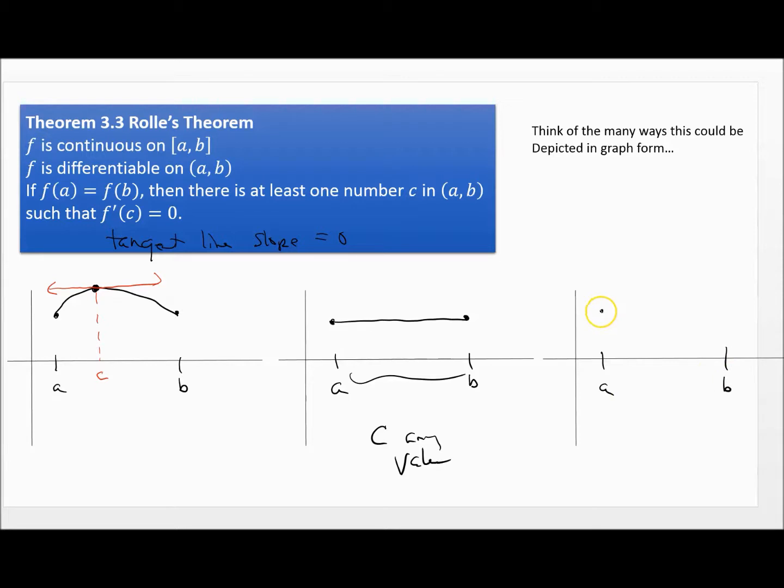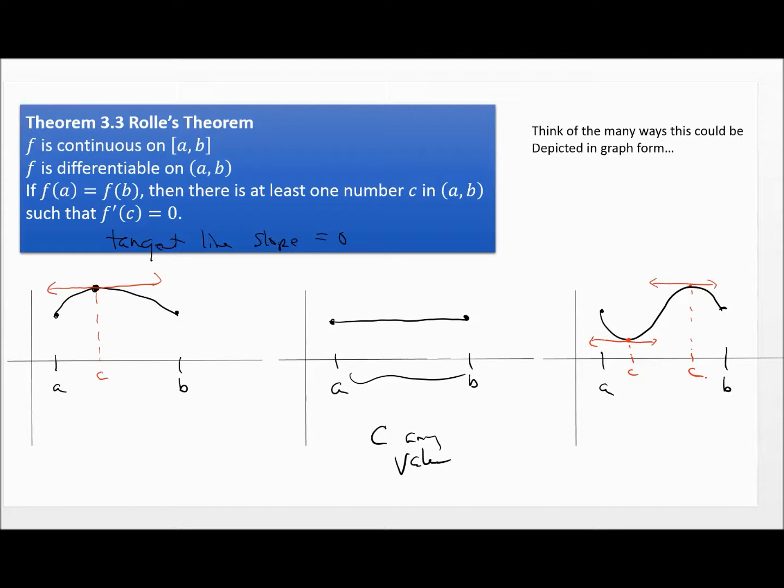What if I draw some kind of super curvy line? Again, keep in mind f of A has to equal f of B. So I go down and I go up. Now that is a continuous function, you agree. It is differentiable because there's no corners or vertical tangent lines included in here. Can you find a value where the slope of the tangent line is 0? I can find two of them. Look, right here the slope of the tangent line is 0. And right here, the slope of the tangent line is 0. So this could be a C value, and this is another possible C value.